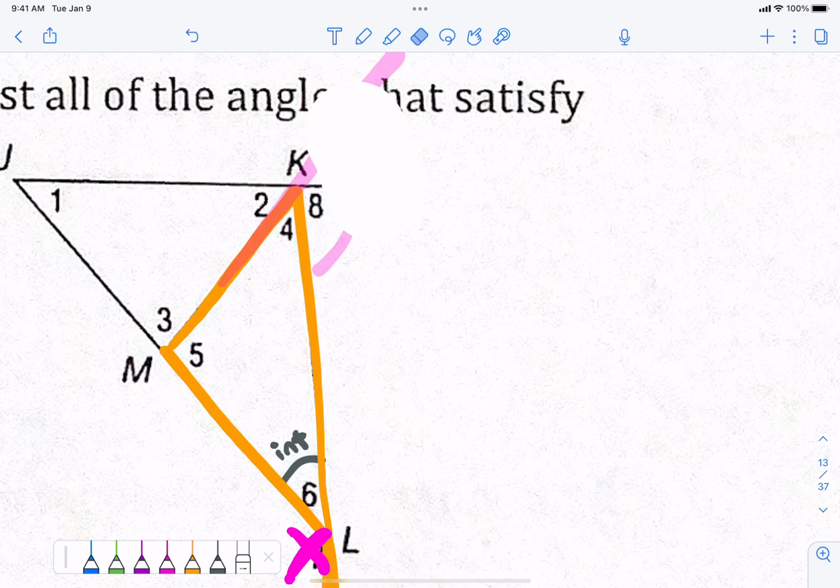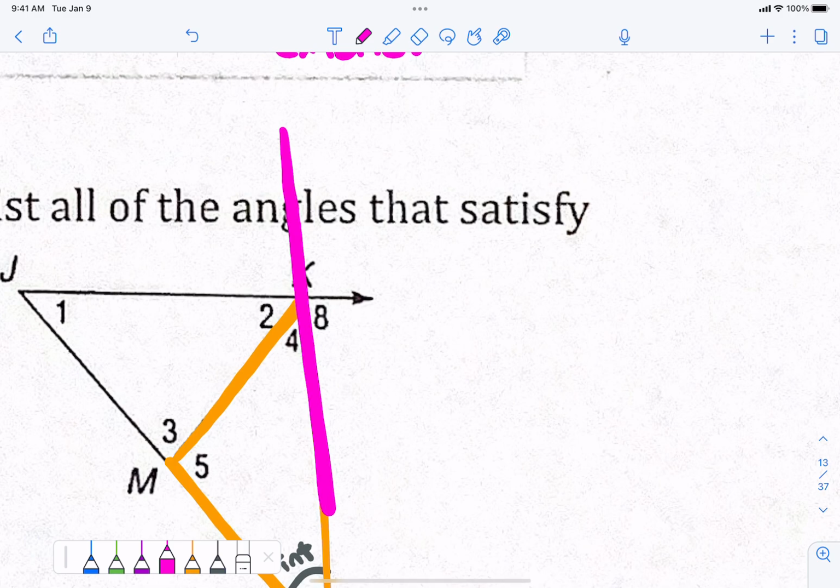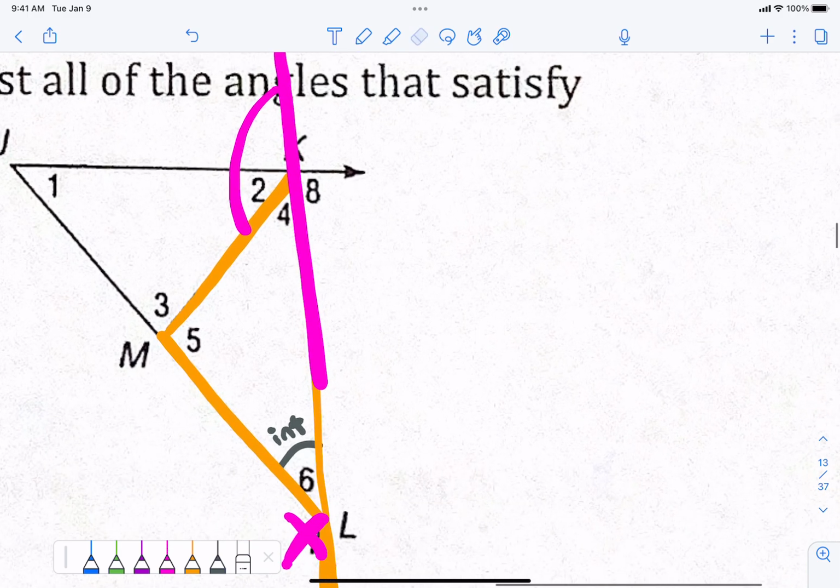Okay, let's look at angle 2. Is angle 2 an exterior angle? If I extend this side right here, this would be exterior. Does angle 2 and 8 not count as exterior angles? So 2 and 8 are not exterior angles.